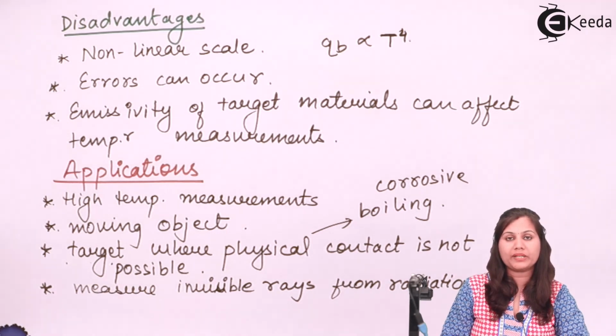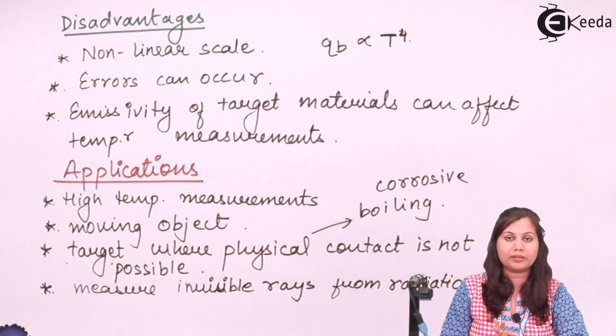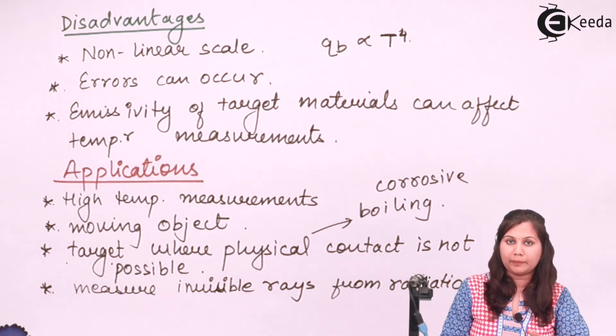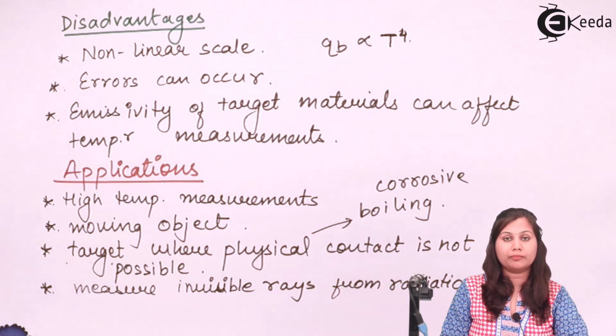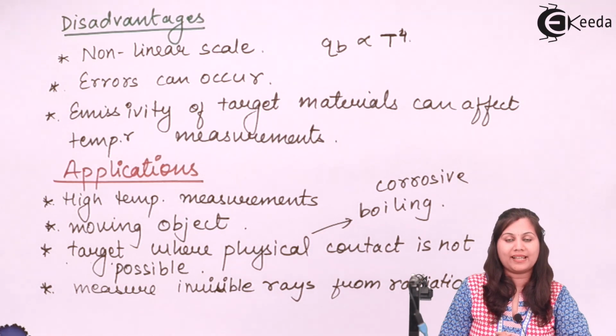So in this video, we studied the temperature measurement device, radiation pyrometer, which is used for the measurement of very high temperatures where the device cannot be in physical contact with the object. Here we studied its principle of working, its construction, block diagram, types of radiation pyrometer, along with its advantages, disadvantages and applications. So I hope that this topic is now clear to you.